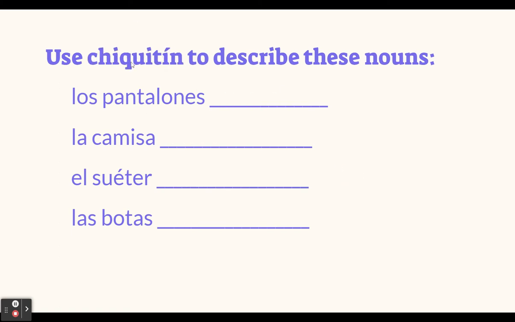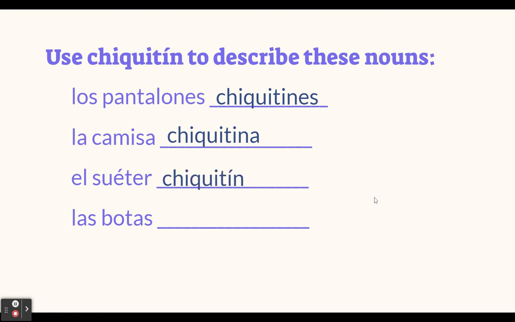And then lastly, we have chiquitín, which means tiny. And notice this is one of our IN words, and so it does have 4 forms. Los pantalones chiquitines, la camisa chiquitina, el suéter chiquitín, las botas chiquitinas.